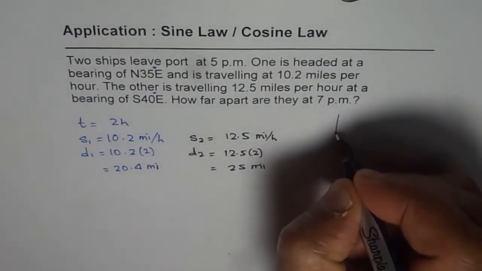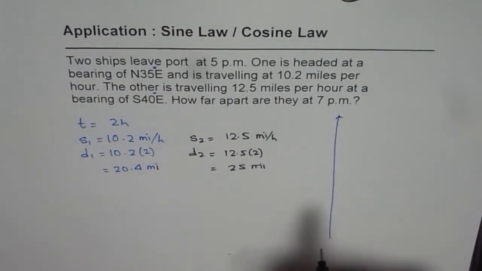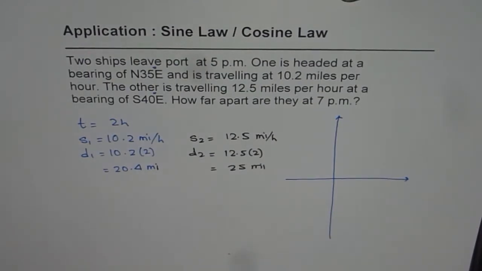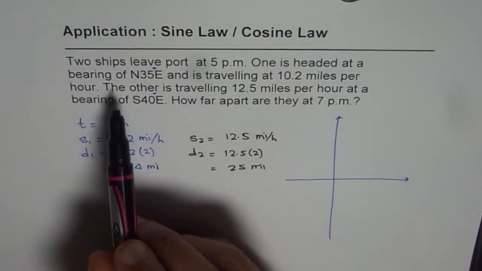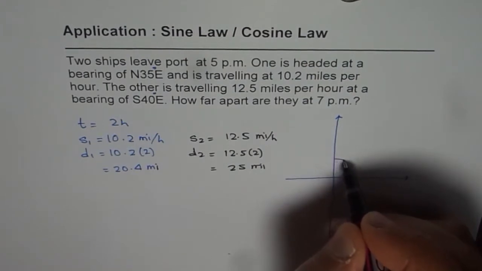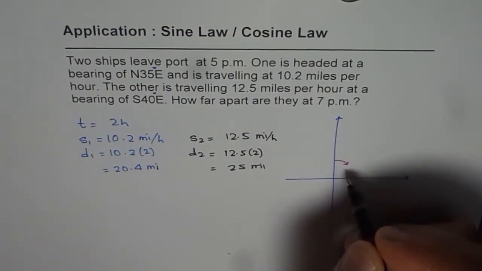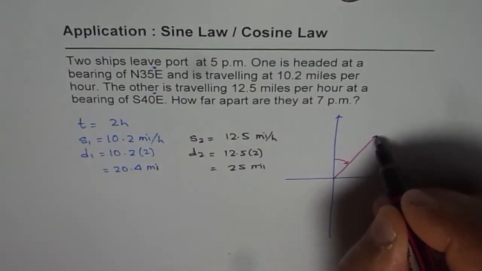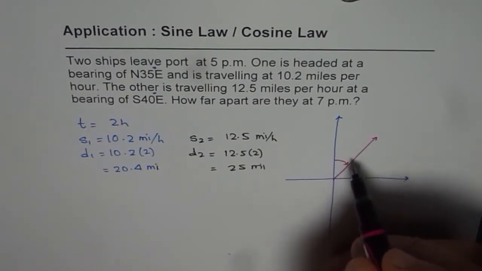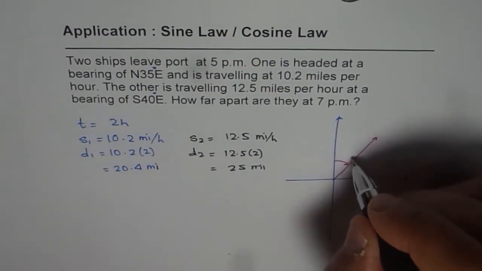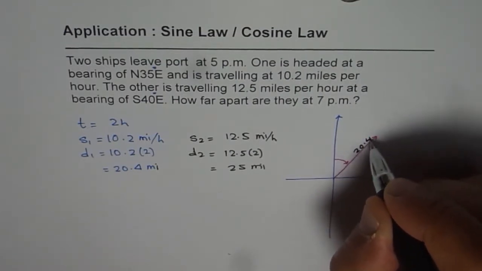Let us say this line represents north-south and this is east-west. Now, one is headed at a bearing of north 35 degrees east. It means from north we have to move 35 degrees east. So that is the bearing, right? In this bearing, this is the ship moving in this direction. And what we found is that in 2 hours it travels a distance of 20.4. So let us say the position of the ship after 2 hours is right there. Then this distance will be 20.4 miles.